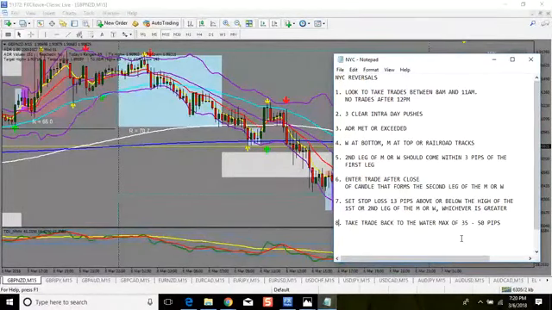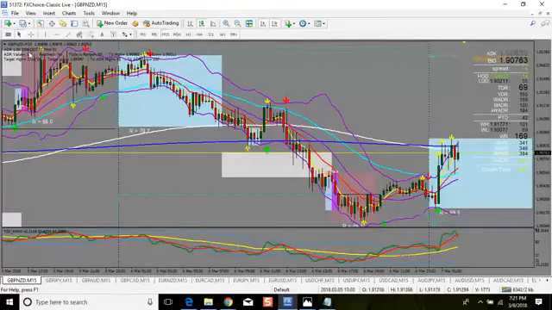So these are the rules here for the New York City reversal trades. Let's look now at this chart again of GBP NZD for today. It's a 15-minute chart, and we see here it made a big move down. Okay, so we're looking to take the reversal, right? The New York City reversal.